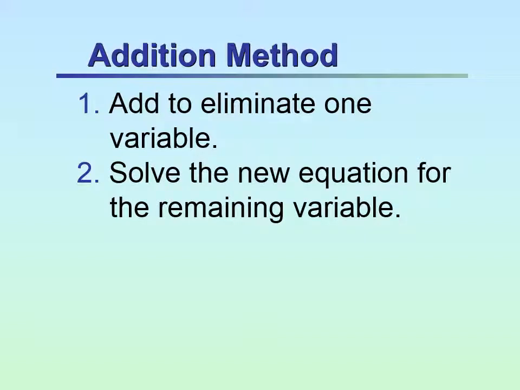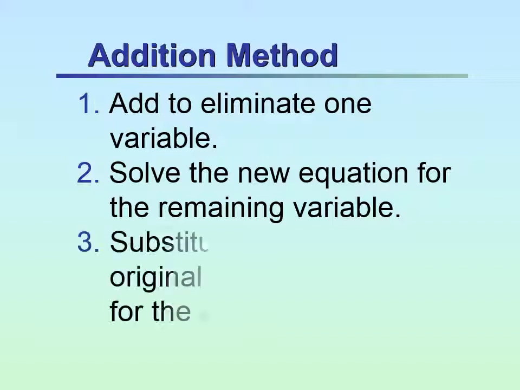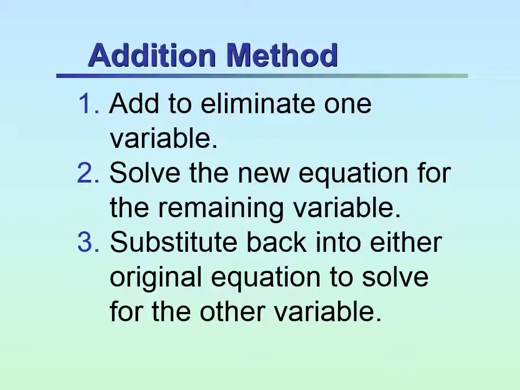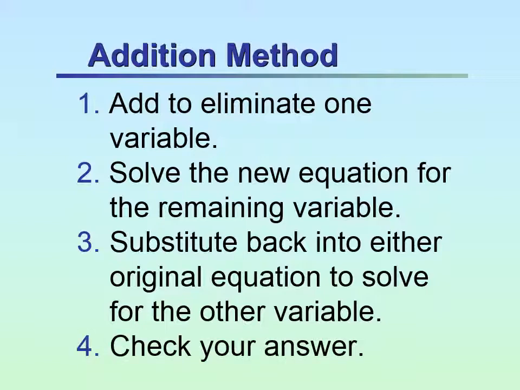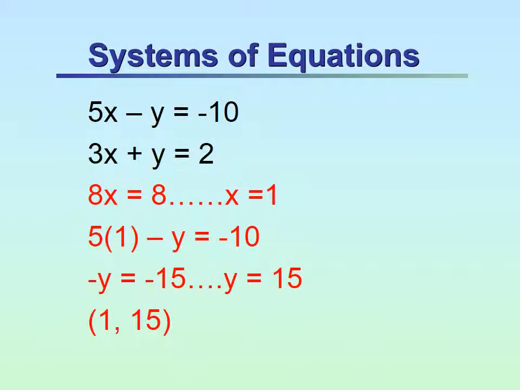Step 2, solve the new equation for the remaining variable. You should just have one. And then 3, once you have that variable, substitute back into either equation to solve for the other variable. And step 4, check your answer. So let's look at this first system.